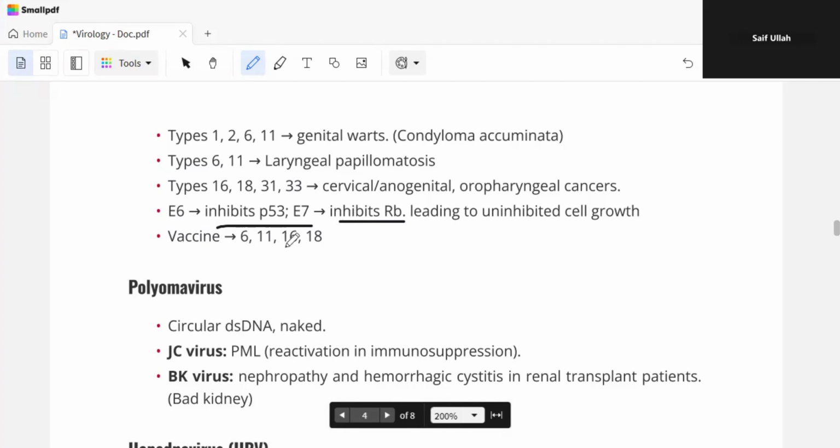Vaccination for HPV is quite common, but one thing you need to know is that vaccines are only available for types 6, 11, 16, and 18. So the cancer-causing types like 16 and 18 can be covered with vaccines, but 31 and 33 can still cause cancer even if you're vaccinated. That's what you need to remember.